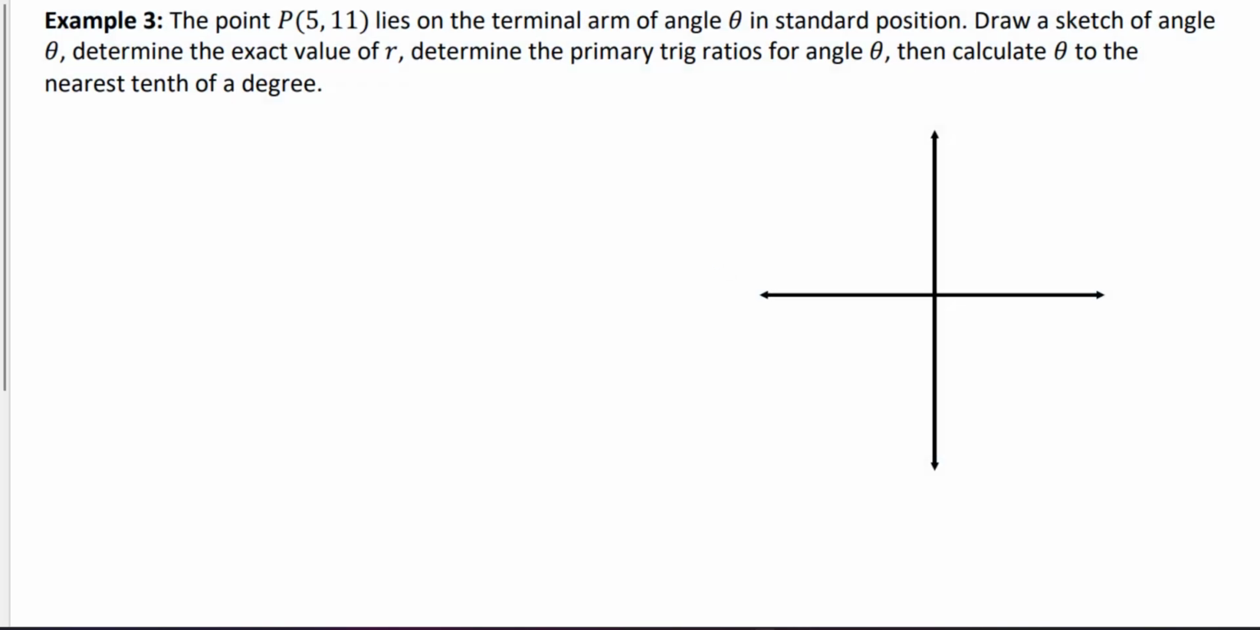All right, here we have example 3. Same thing, we have a point 5 and 11, so x and y. 5 is probably going to be here somewhere, so the point is here, and you draw your terminal arm.